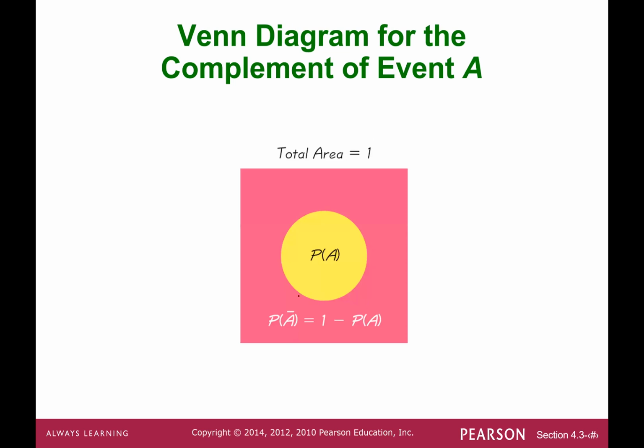So the total area is 1, and the yellow circle in the middle is probability of event A, and then everything outside of the circle is complement of event A, and together they become total area 1. So that's how you look at event A and then complement of event A.